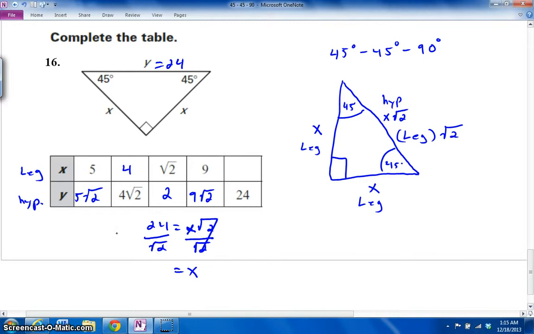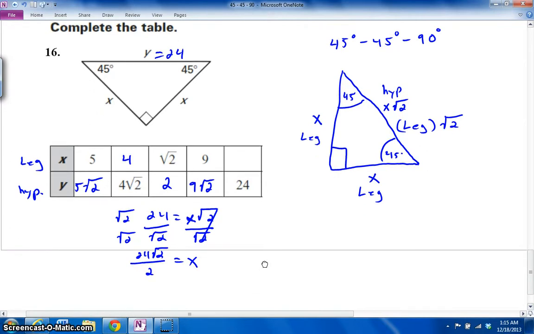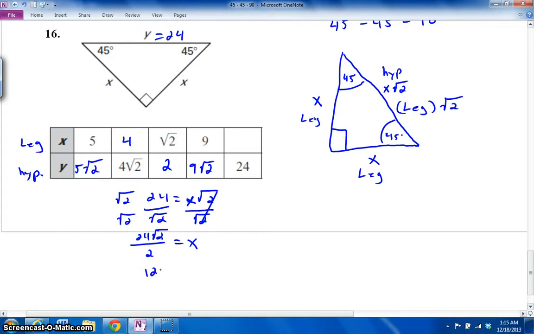Now, since there is a square root 2 in the denominator, we must multiply both the numerator and the denominator by a square root of 2. Then we get 24 square root 2. Square root 2 times square root 2 is just 2. Now 24 and 2 reduce, and we get 12 square root 2 equal to x. And that would be our answer for the last column.